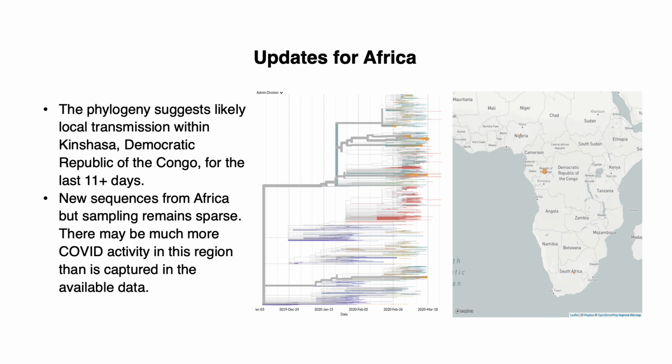Now, we'll move on to updates for Africa. The phylogeny suggests likely local transmission within Kinshasa in the Democratic Republic of the Congo for the last 11+ days. We've received new sequences from Africa this week, but sampling remains sparse. There may be more COVID activity in this region than is captured in the available data.